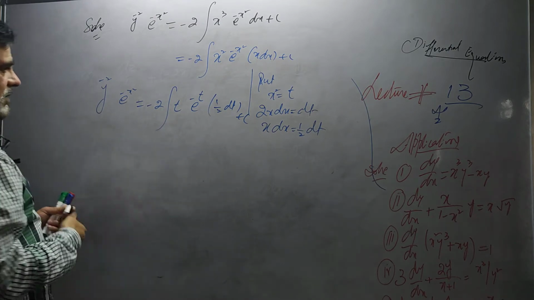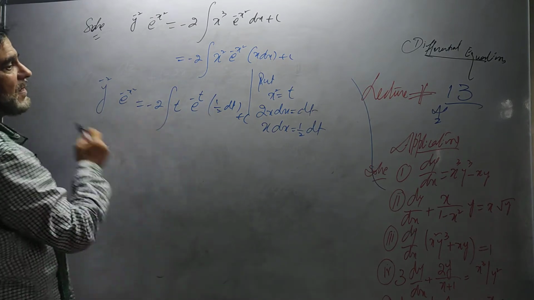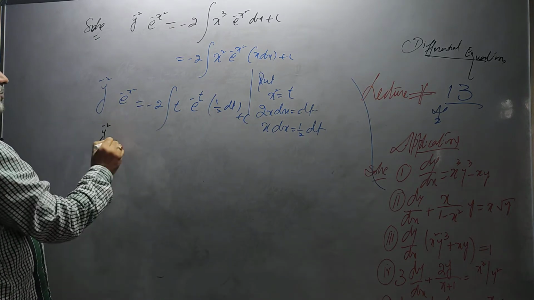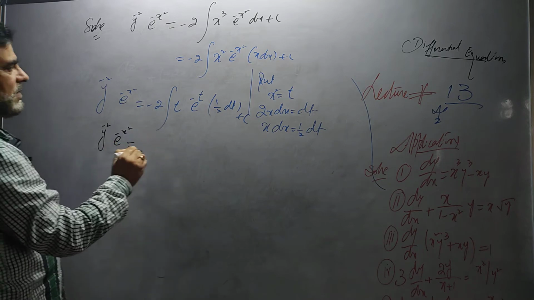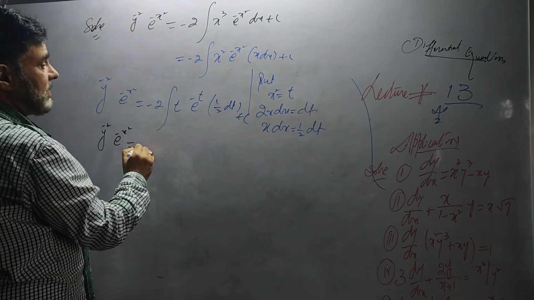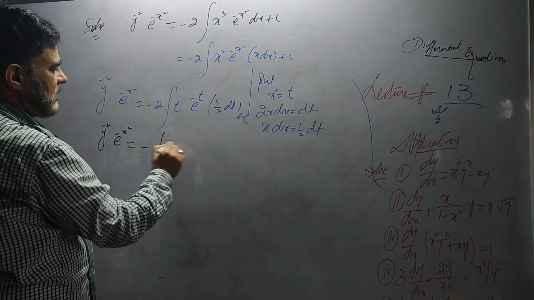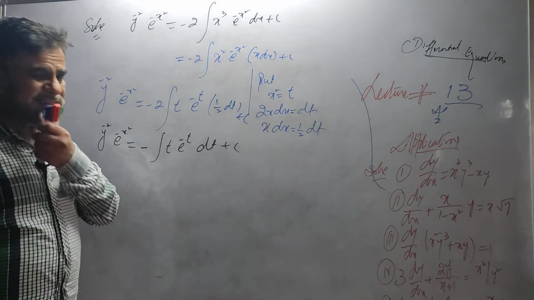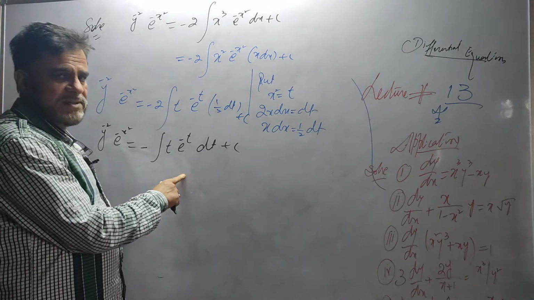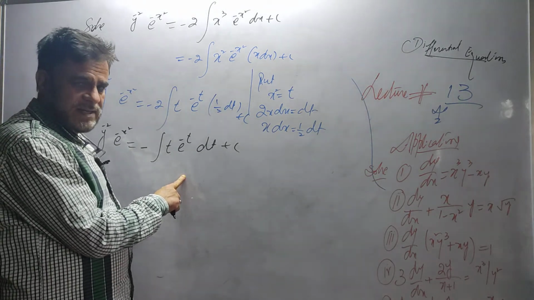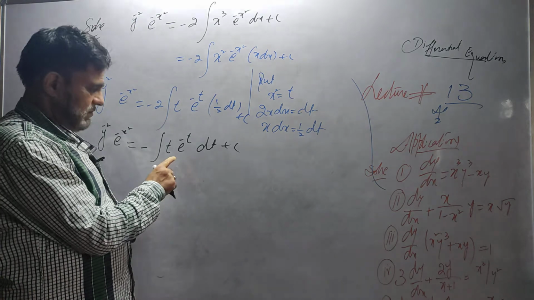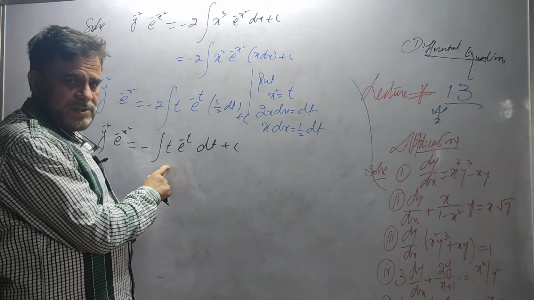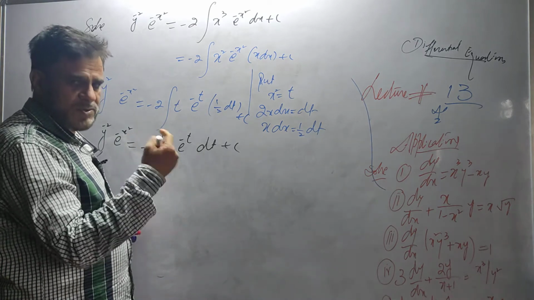You see how you reduce this now. 1 by 2 dt. This is y raised power minus 2 e raised power minus x square is, minus integral of t e raised power minus t dt plus c. Now how do you integrate such integrals? Product of two functions. We take one function u, second v. It is better to take that function u whose successive differentiation reduces to constant.